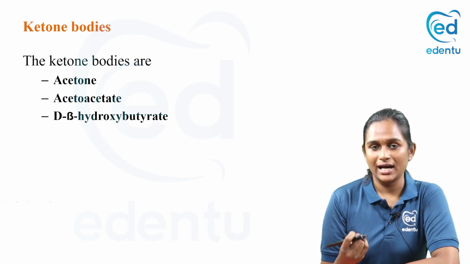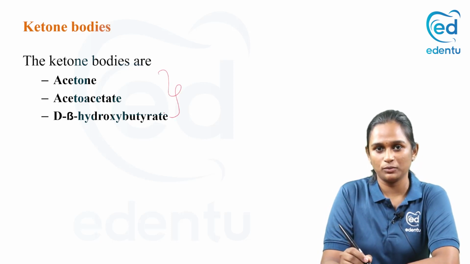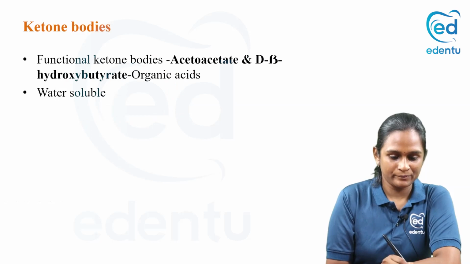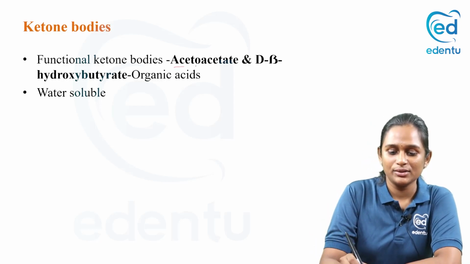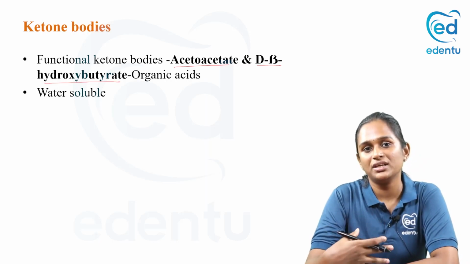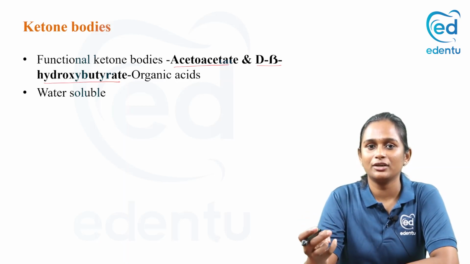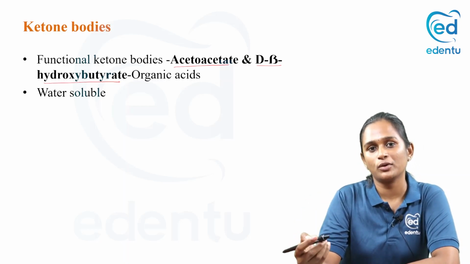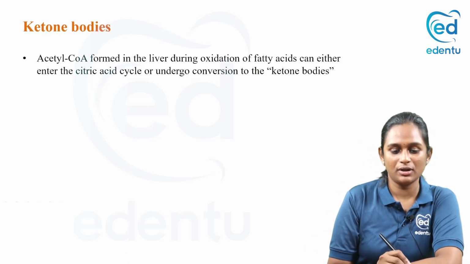The three ketone bodies are acetone, acetoacetate, and beta hydroxybutyrate. Actually, the term ketone bodies itself is a misnomer. The functional ketone bodies among these three are acetoacetate and beta hydroxybutyrate. Acetone, being highly volatile, gets exhaled via the lungs. These two, acetoacetate and beta hydroxybutyrate, are organic acids and they are water soluble. The primary ketone body is acetoacetate, and beta hydroxybutyrate is derived from acetoacetate.